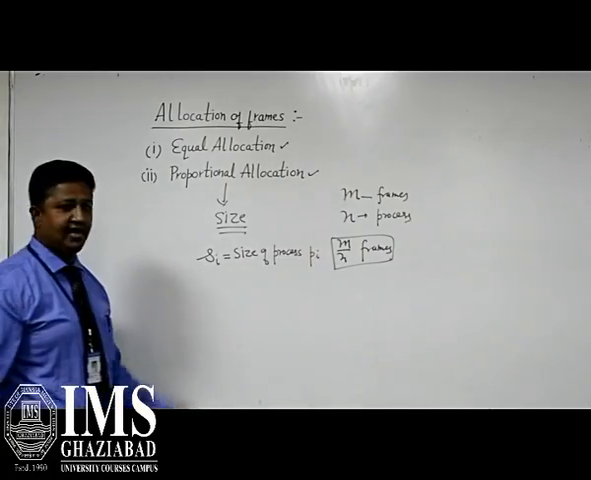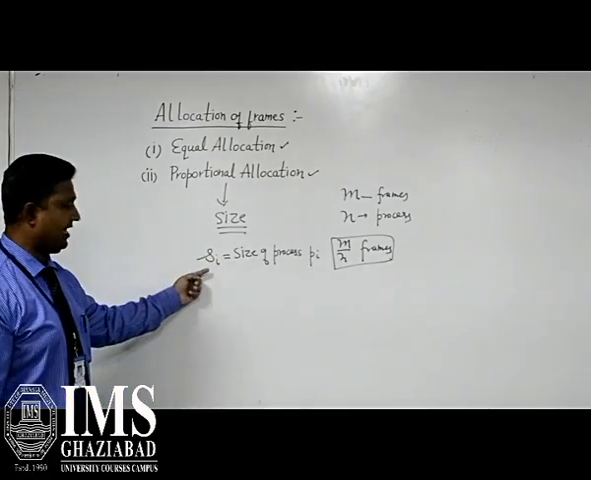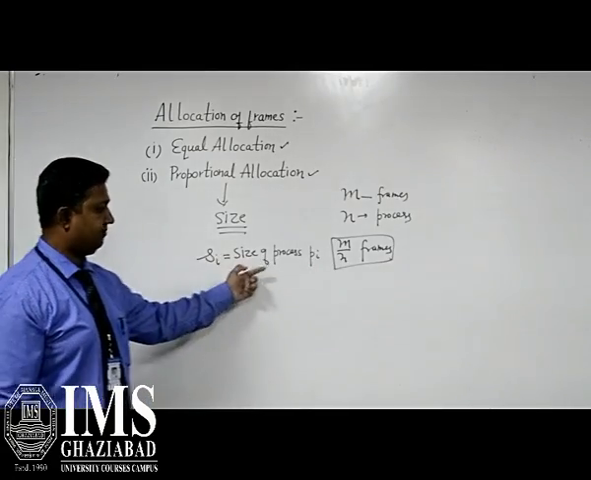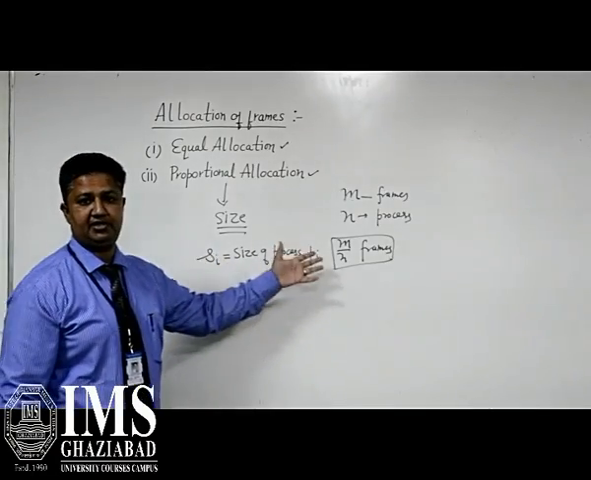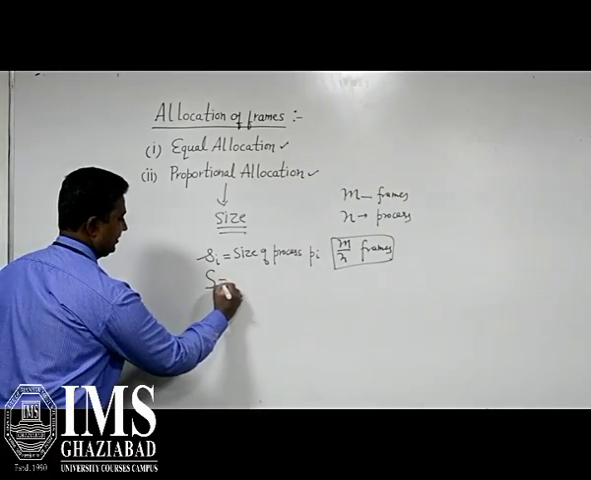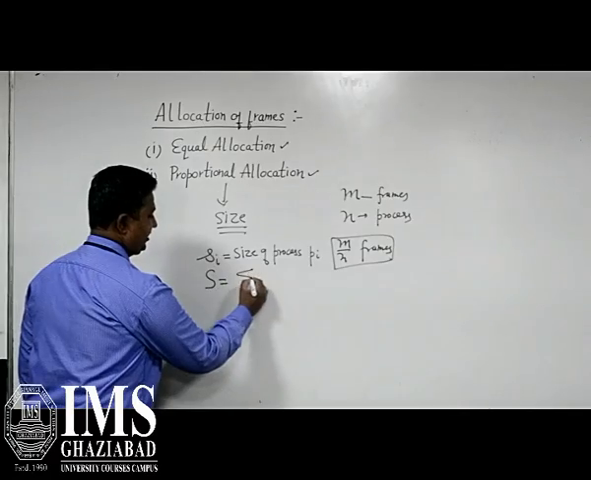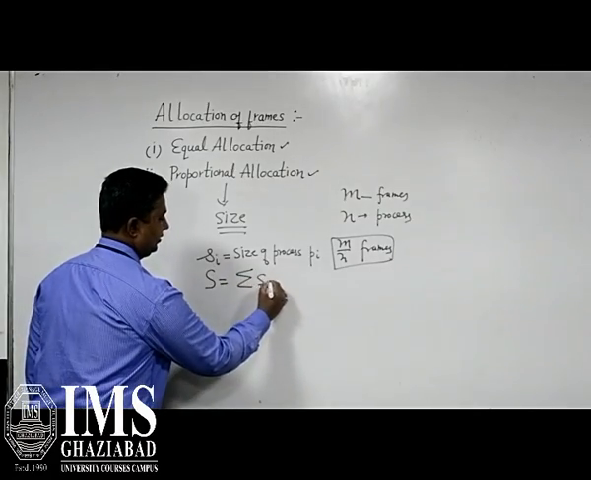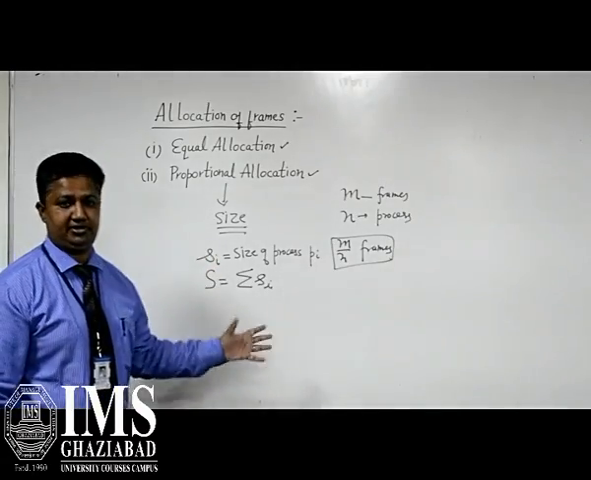If I say S1, S1 means the size of process P1. If I say S2, it means the size of process P2. If I say S3, it is the size of process P3, and so on. Then I use a capital S. This capital S means the summation of Si, the summation of the sizes of all the processes.